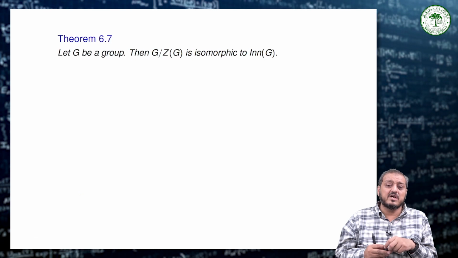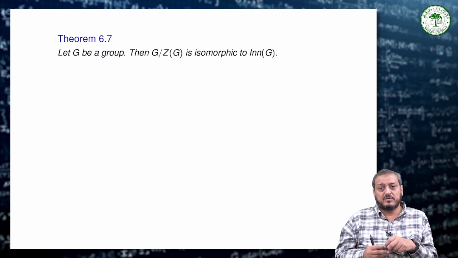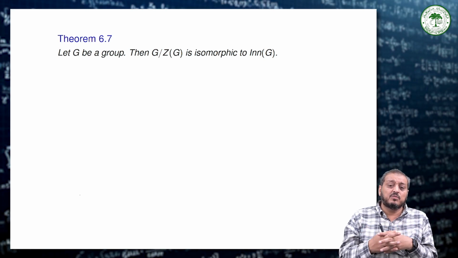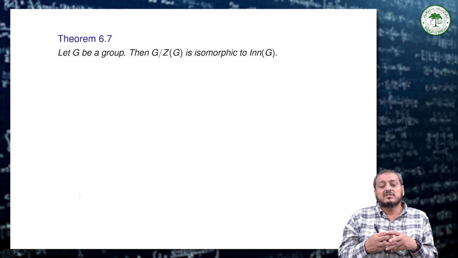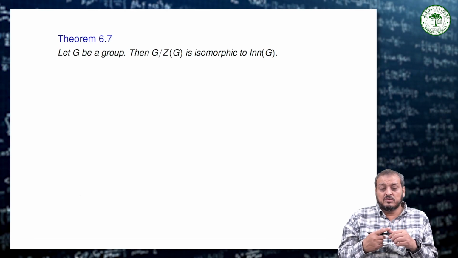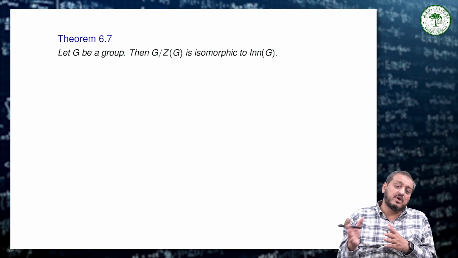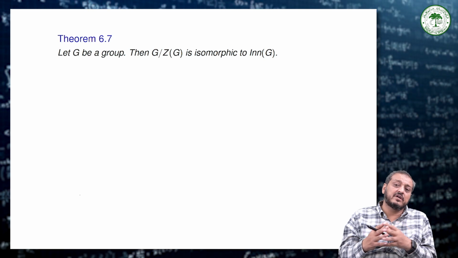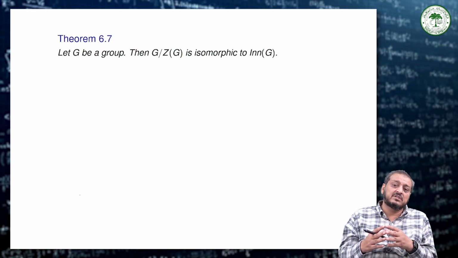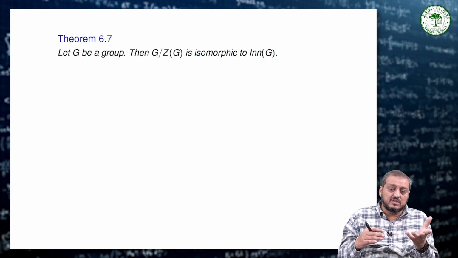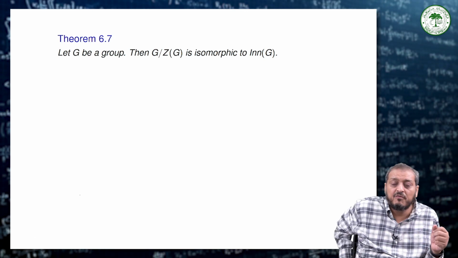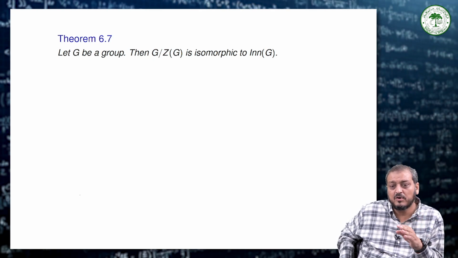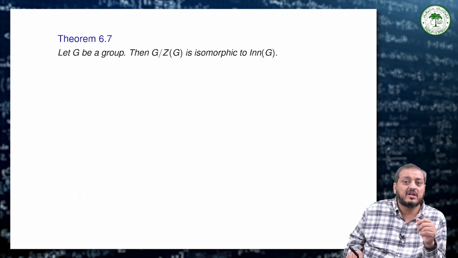The result says: let G be a group, then the quotient group G by Z is isomorphic to the inner automorphism group of G. To show that this is isomorphic to the inner automorphisms, there is a method: show that an onto homomorphism exists, and then by the first isomorphism theorem, G by Z is isomorphic to the image upon the kernel of that map.